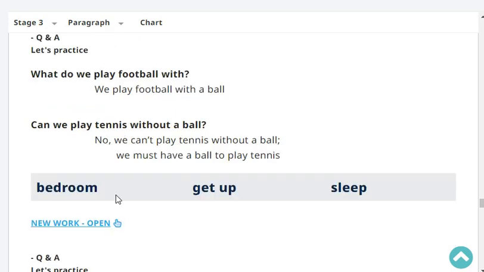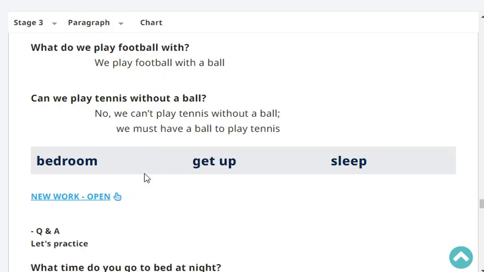Can we play tennis without a ball? No, we can't play tennis without a ball. We must have a ball to play tennis. Very good.